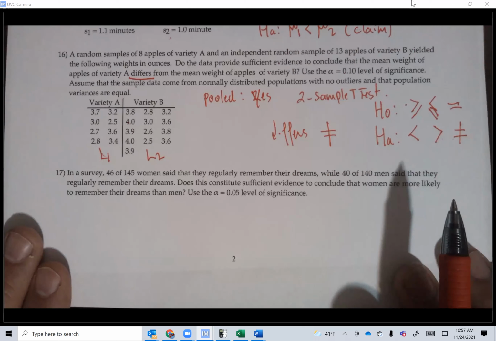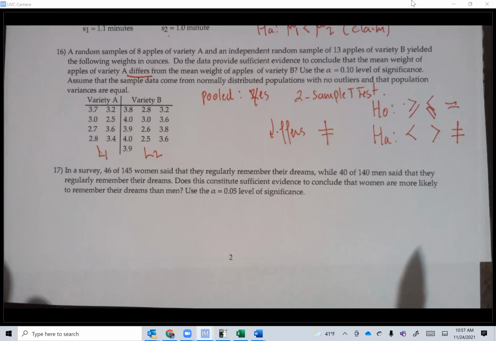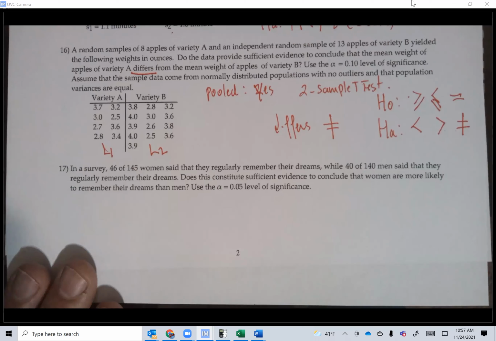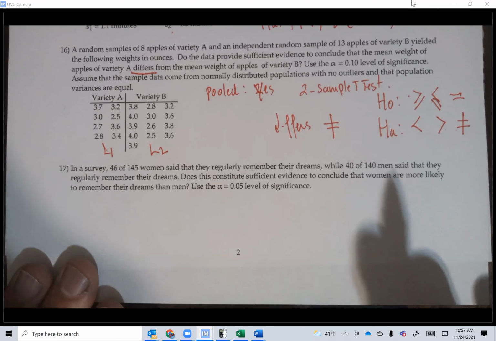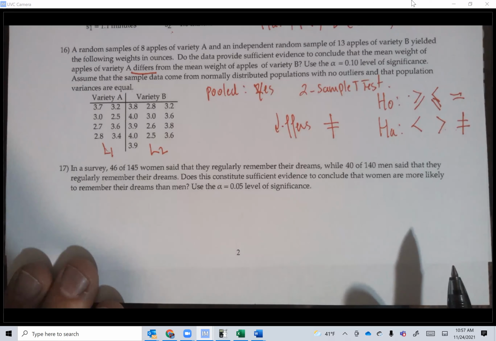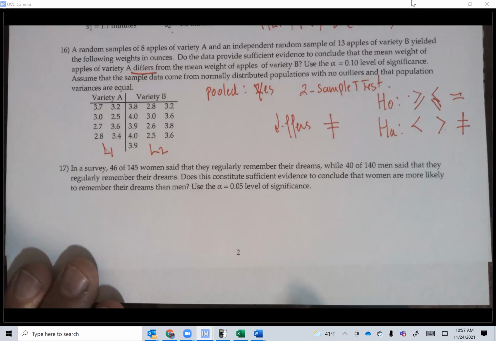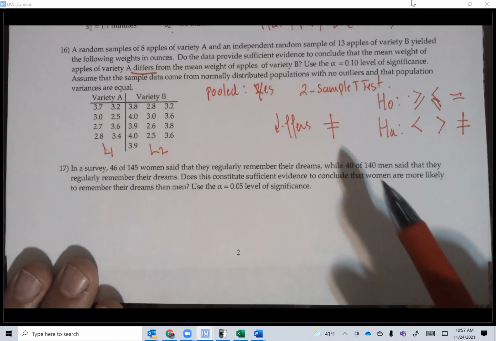17. In a survey, 46 of 145 women said that they regularly remember their dreams, while 40 of 140 men said that they regularly remember their dreams. Does this constitute sufficient evidence to conclude that the women are more likely to remember their dreams than men? It's a proportion. I could say, does this constitute sufficient evidence to conclude that the proportion of women is larger than the proportion of men who remember their dreams. How do I know it's a proportion? Because it gives you X and N, X and N.